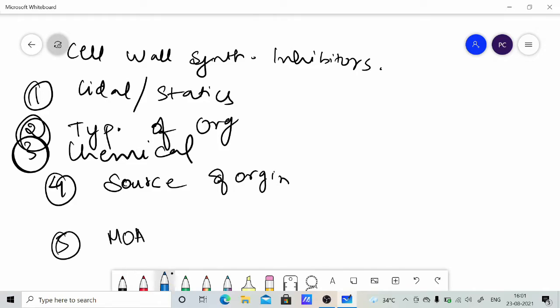For mechanism of action, consider a bacterial cell, right? This is the cell wall, cell membrane, nucleus. We have DNA inside it, and the protein it's synthesizing. So today we are discussing cell wall synthesis inhibitors. These drugs act by inhibiting the synthesis of the cell wall. So let's go ahead.